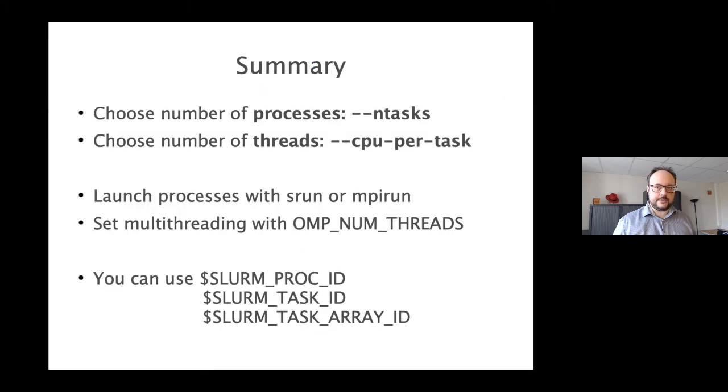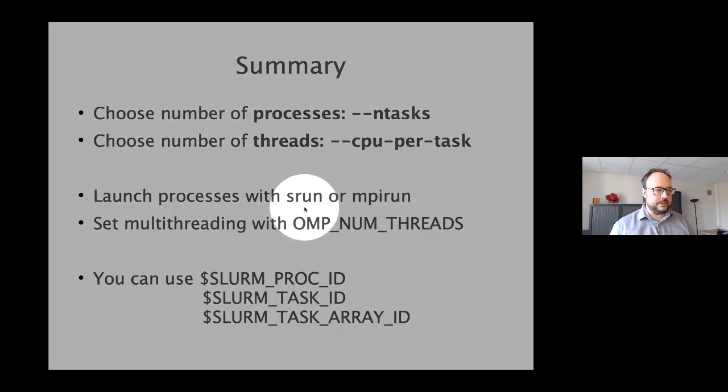So a bit of summary now. What you need to remember is that to choose the number of processes, you use --ntasks. To choose the number of threads, --cpus-per-task. Oh, there's an S missing, so here you should have an S. It's cpus-per-task. And then you use srun or mpirun depending on the version of the MPI library that you are using. Most of the time now, srun will be used.